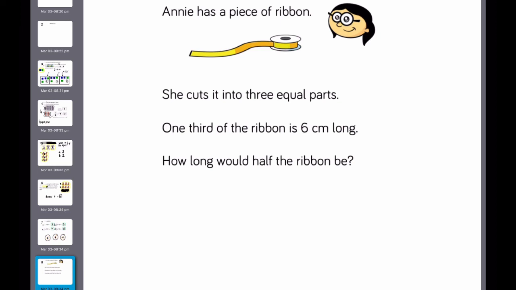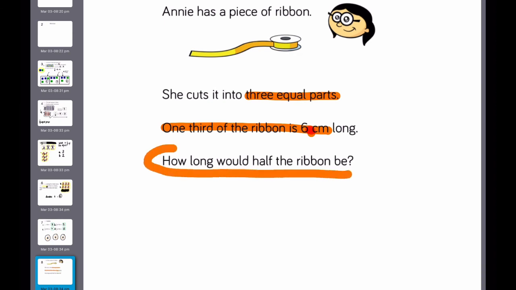Annie has a piece of ribbon. She cuts it into 3 equal parts. 1/3 of the ribbon is 6 centimetres long. How long would half the ribbon be? Oh, that's a tricky one, isn't it, year 2? We know that she cuts it into 3 equal parts. 1/3 of the ribbon is 6 centimetres. But we need to find out how long would half a ribbon be. So what do you think the first thing is we need to do?